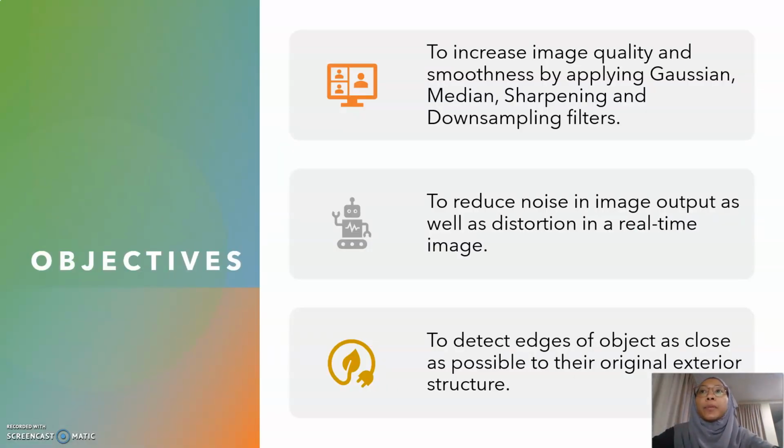For those problems, we came up with three objectives. The first objective is to increase the image quality and smoothness by applying four different filters, which are Gaussian, median, sharpening, and downsampling filters. The second objective is to reduce noise in the image output as well as distortion in a real-time image. And the third objective is to detect edges of objects as close as possible to their original exterior structure.